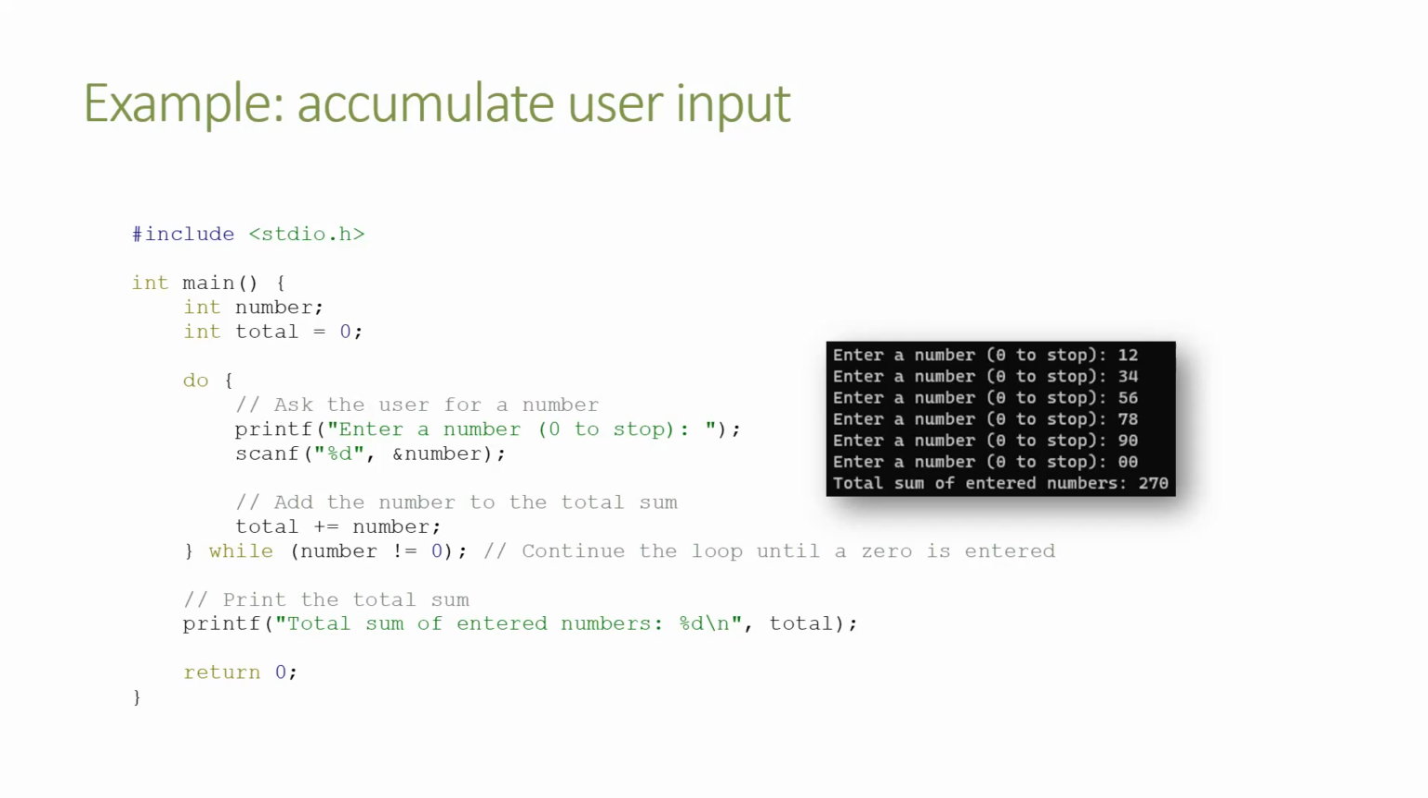As soon as you hit 0, the program goes, okay, that's enough, and it shows you the total of all the numbers you entered up until that point. So, essentially, it's a simple adding machine that keeps track of all the numbers you enter and gives you the sum whenever you're ready to stop by entering 0.